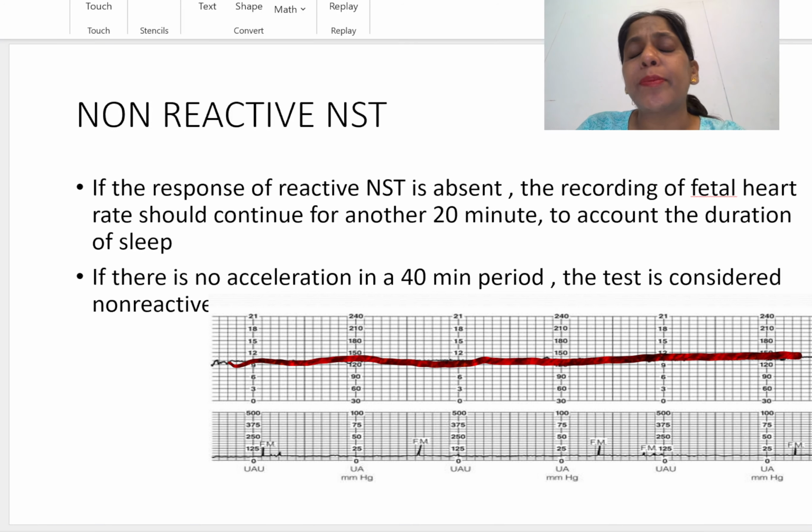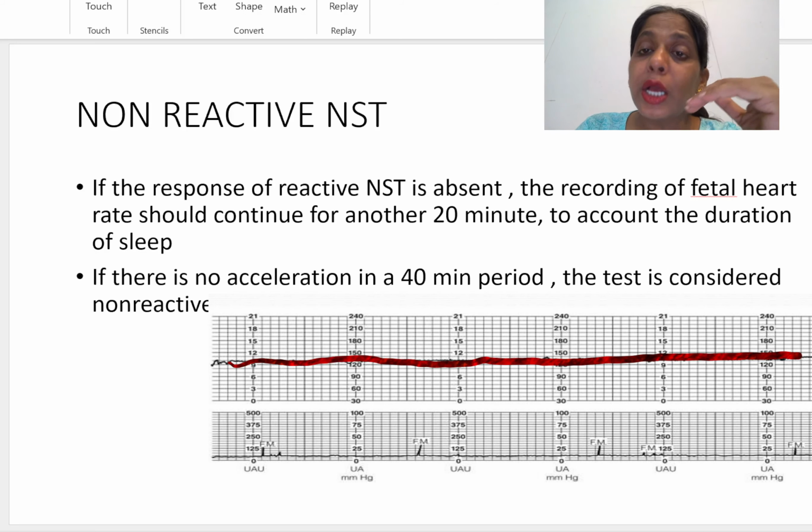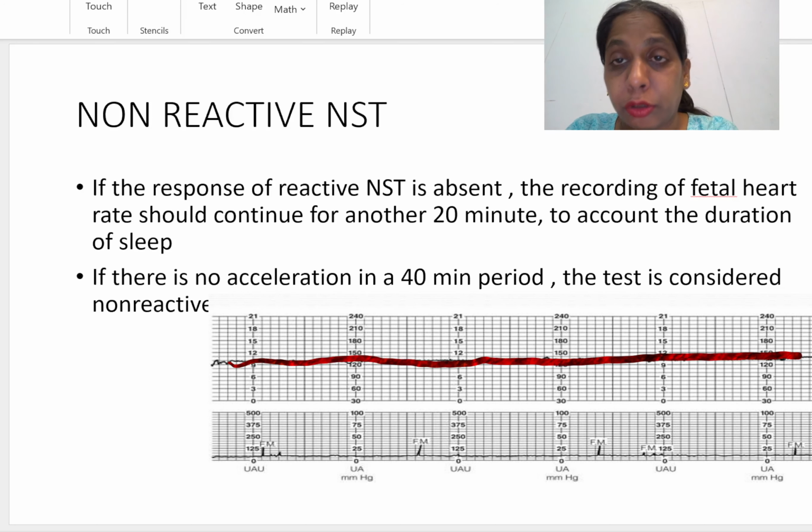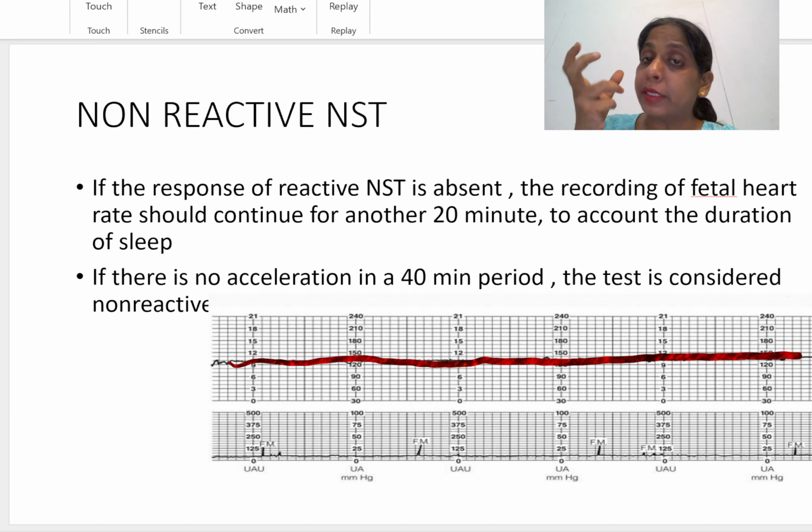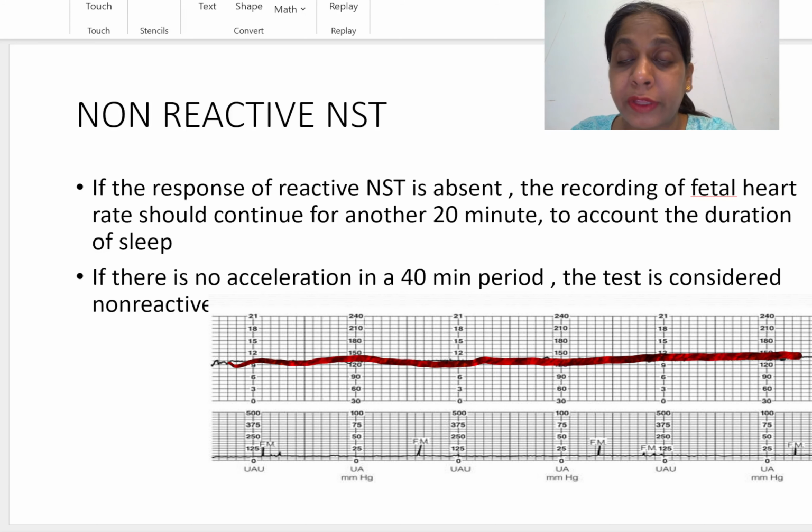If we get such a type of NST, one option is that the fetus is sleeping. So we are going to repeat that NST for 20 minutes to rule out whether the fetus was sleeping or not. There are quite high chances that in the next 20 minutes the fetus will be awake, and we will get a reactive NST if the reason was sleeping. If there was a pathological reason of fetal hypoxia, then the NST will be the same. I hope you understand.